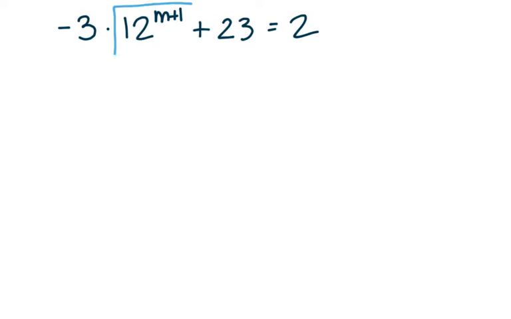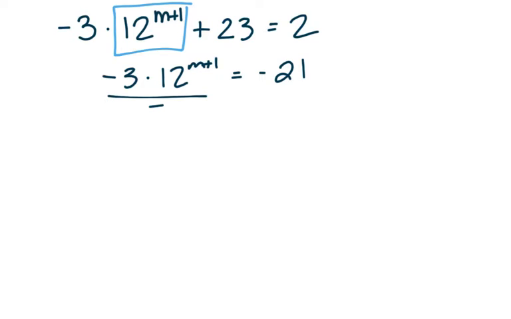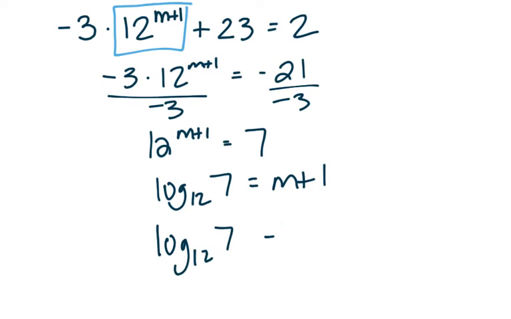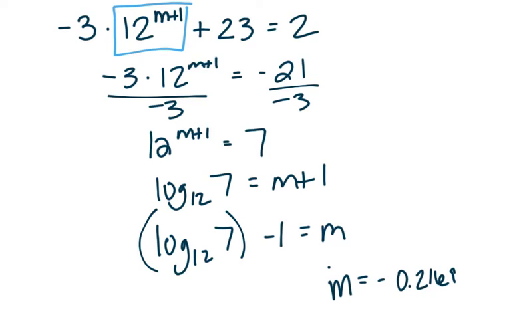Okay, for this one, I'm going to try and isolate this part. So I'm going to get rid of the adding 23 by subtracting it from both sides first. I'm going to get rid of the negative 3 by dividing. And then I'm going to switch it to log form. And then I'm going to subtract 1. So log base 2 of 7 minus 1. Make sure you do all of that first. And that's how I get this answer.